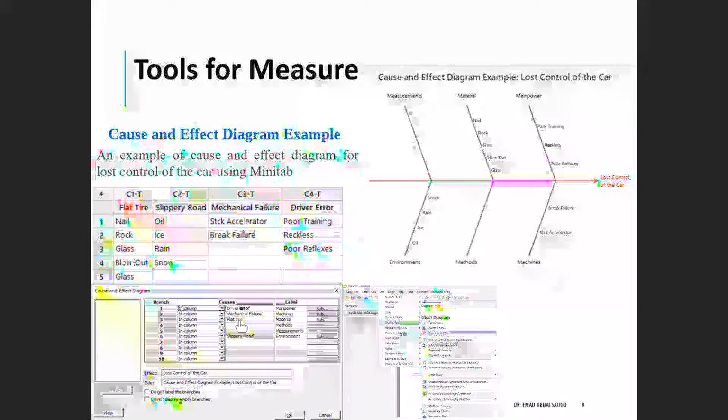Material and flat tire. The tire is part of the material you are using in the car, the closest to it is the material, and that's why it's linked to it. Slippery road, this is an environment condition that happens on the road, and that's why environment or mother nature, you can use it here as a category related to the 6M. So this was an example of cause and effect.